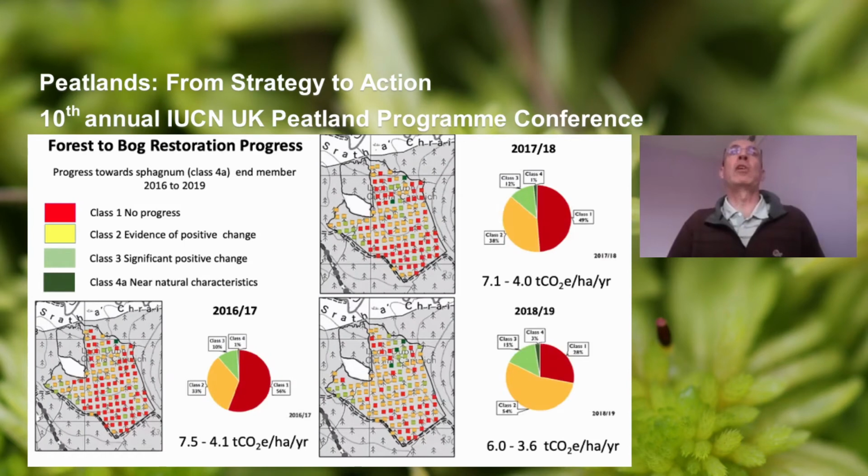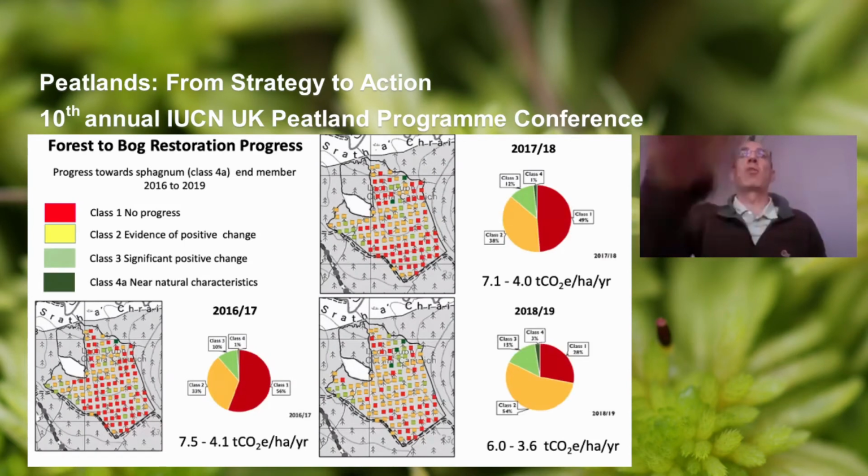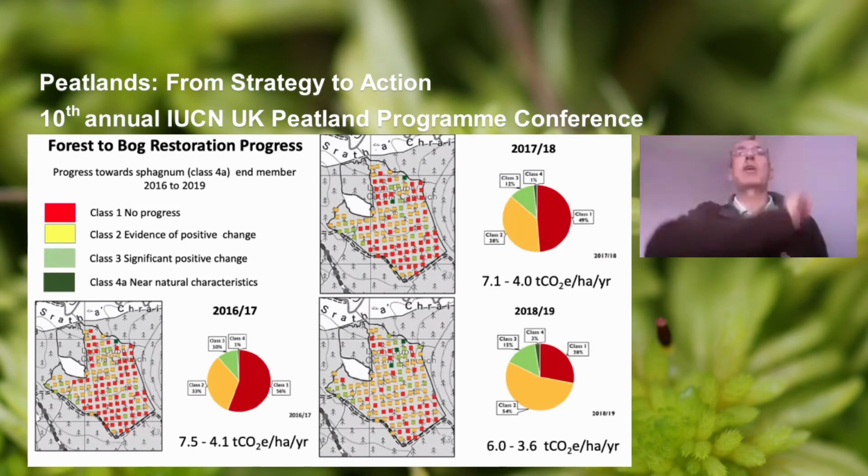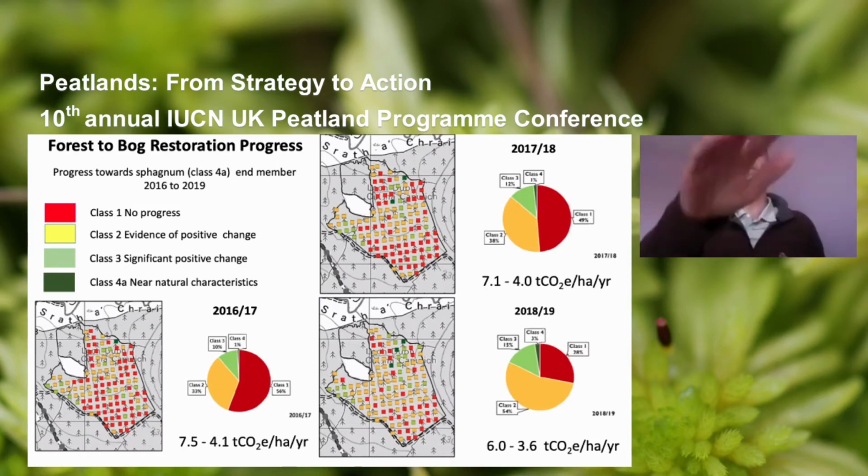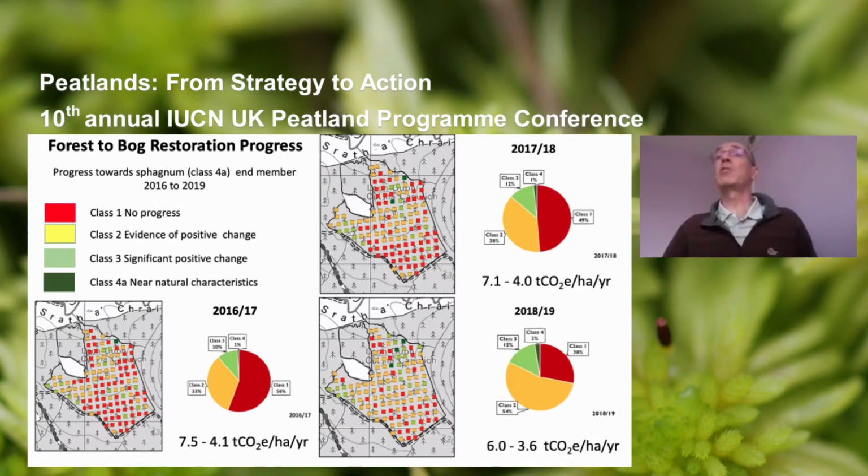And as we go through those 3 years, you can see you've got class 1 in red, class 2 in yellow, class 3 in green, and class 4 in dark green. You can see going from 16 to 17, and 17 to 18, 18 to 19, the proportion of class 1 diminishes. Class 2, which is early re-wetting, increases markedly. Class 3 increases more slowly, and class 4, our optimal class, very slowly indeed.